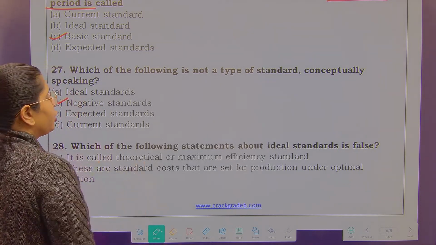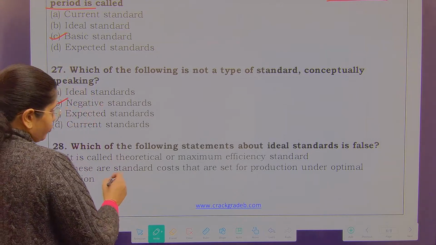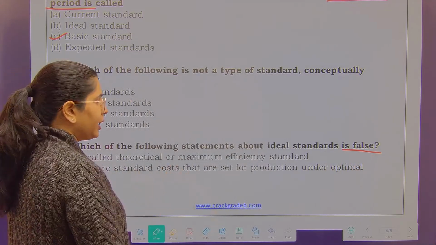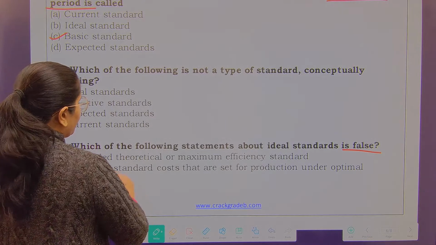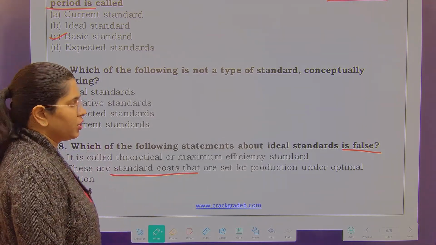It is called theoretical or maximum efficiency standard. You should be telling what is false. So it is called theoretical or maximum efficiency. Yes, these are the standard costs that are set for production under optimal conditions. Okay.